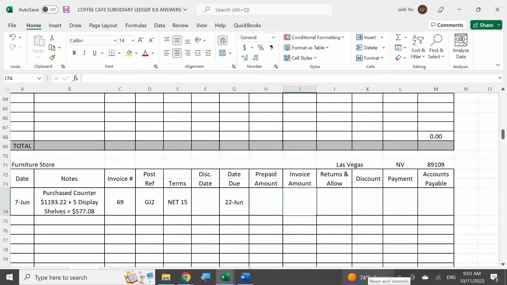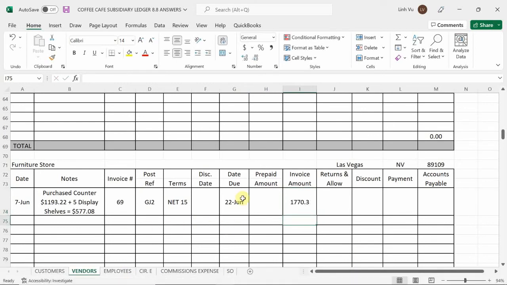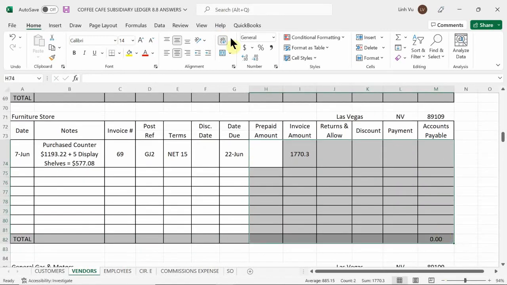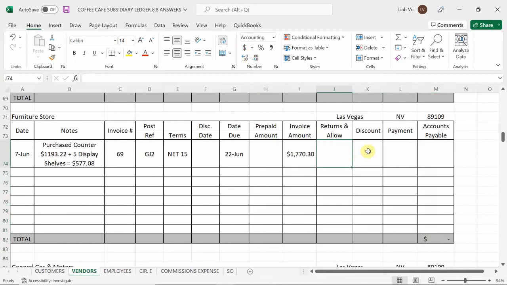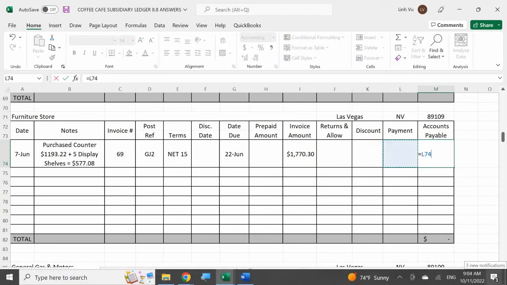What was my invoice amount? Right, $1,770.30. Okay, and in this case, I never made a payment. So no returns or allowances, no discounts, and no payments. So therefore, if I run my formula, invoice amount minus prepaid minus returns minus discounts minus payments, it's still going to say that I still owe the furniture store $1,770.30 for this particular bill.